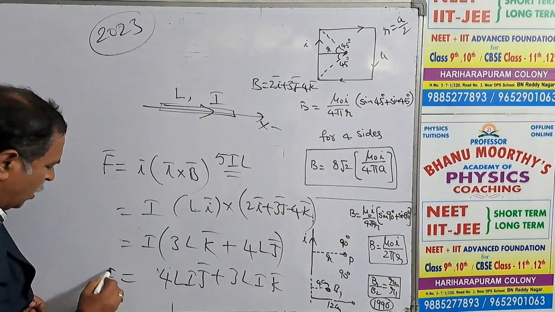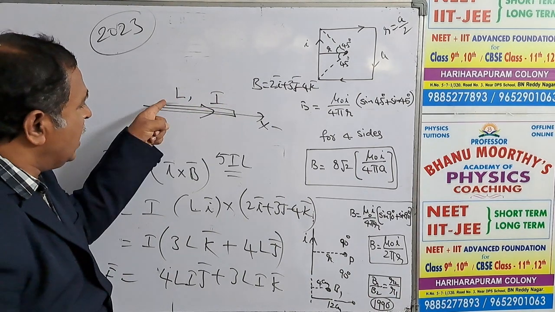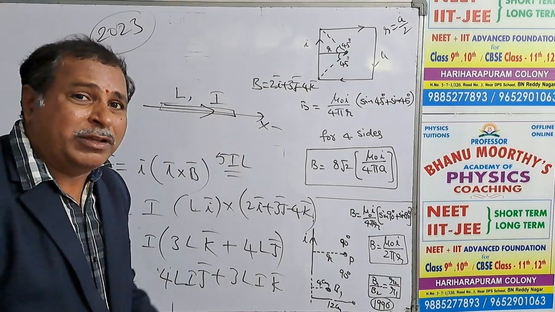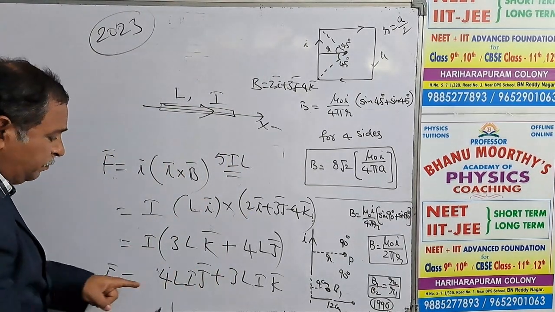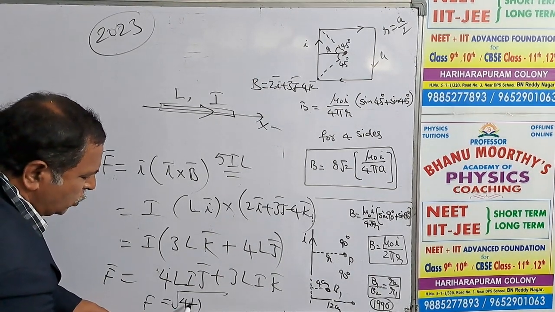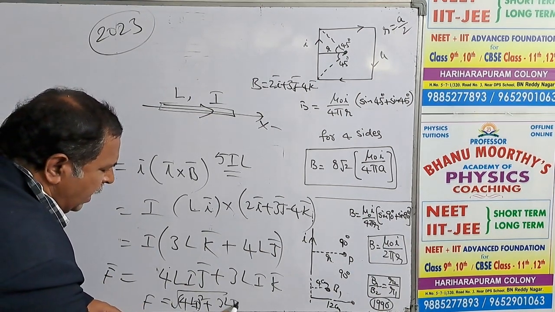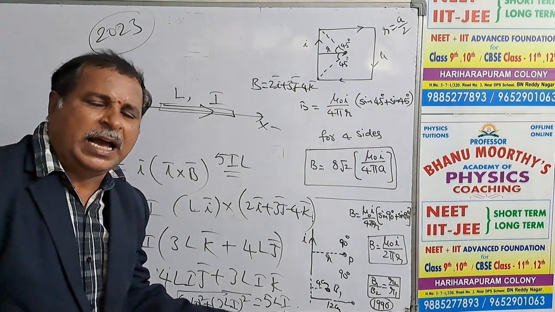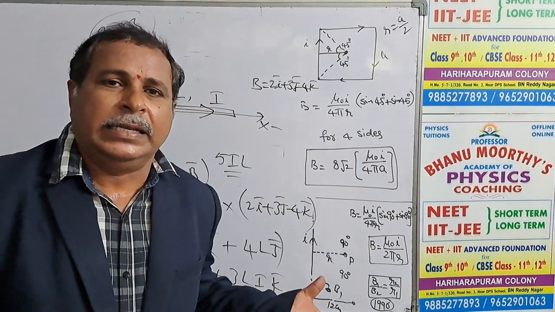This is the force acting on the conductor placed along the x-axis, with current I and length L, in the magnetic field. It is a very simple question they asked in the 2023 examination. What is the magnitude of this value? Under root of (4LI) whole square plus (3LI) whole square. So the final answer is 5LI, and 5IL is the correct option.